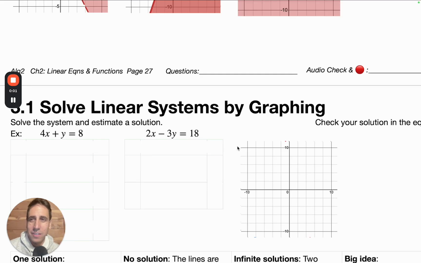What's up, y'all? This is section 3.1, the start of chapter 3. We're doing solve linear systems by graphing.